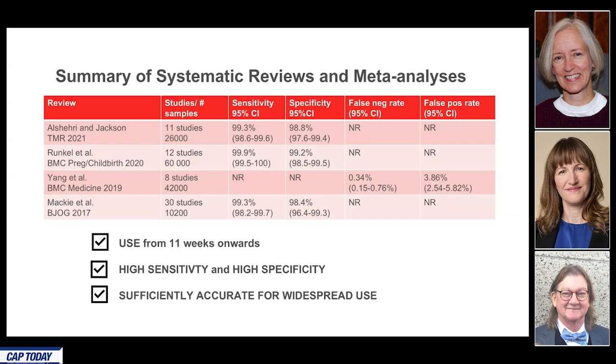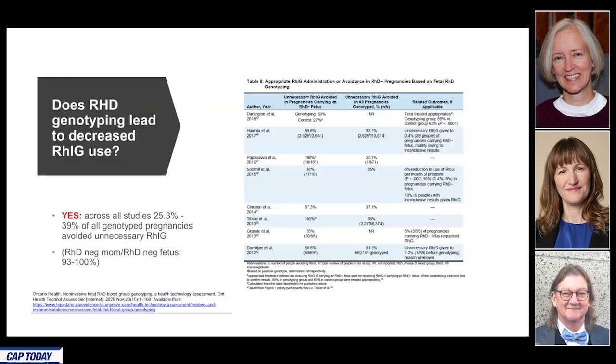There have been a couple of systematic reviews and meta-analyses that looked at all of the published studies from the countries with national and regional programs. All of them are very positive with respect to the efficacy of this testing. They agree that this test is safe to use from 11 weeks onward. In other words, there's enough cell-free DNA with particular assays to carry on this testing, the tests are in general of very high sensitivity and specificity, and the testing has gotten better over time, so these tests are sufficiently accurate for widespread use. So we're on a solid foundation with respect to introducing this change in the strategy we use for targeting Rh immune globulin prophylaxis. One of the other questions is an economic analysis.